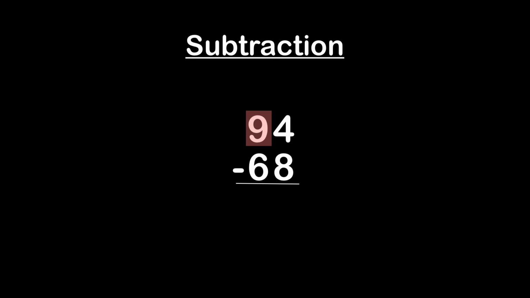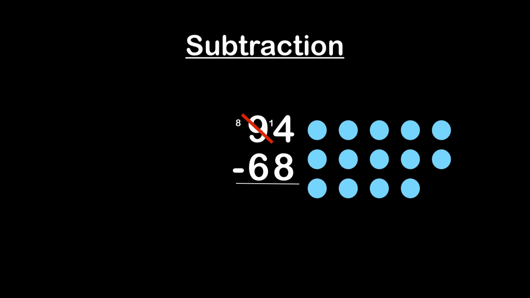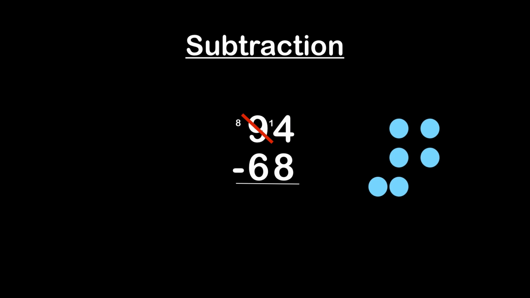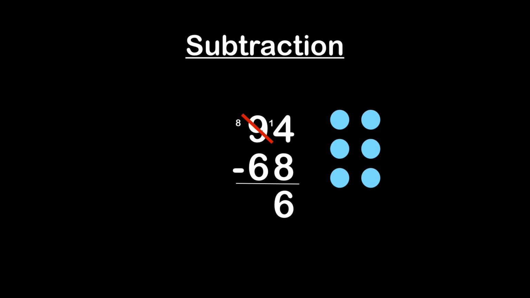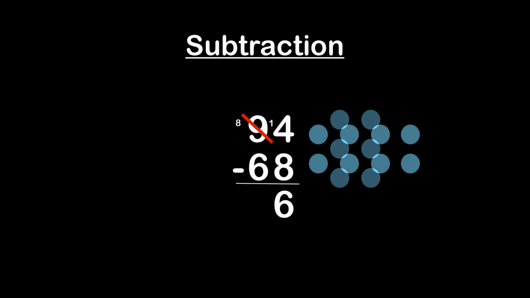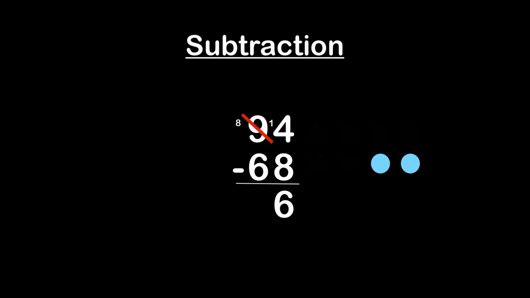We want to put a line over it, and since we only need to borrow 1, it becomes an 8. And the 1 we borrowed, we place it in front of our 4, and it becomes 14. Now, we can say 14 minus 8, which is going to give us 6. For our last step to solve this problem, we move on to our next column where we have 8 minus 6, which is going to give us 2. And we have our final answer, which is 26.